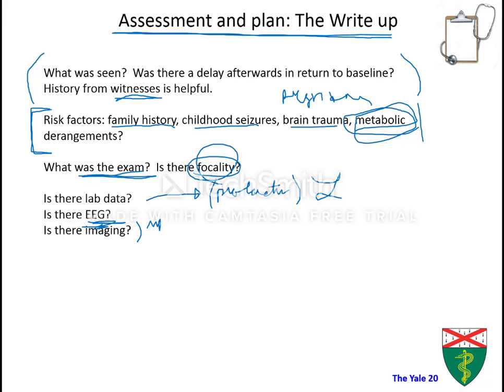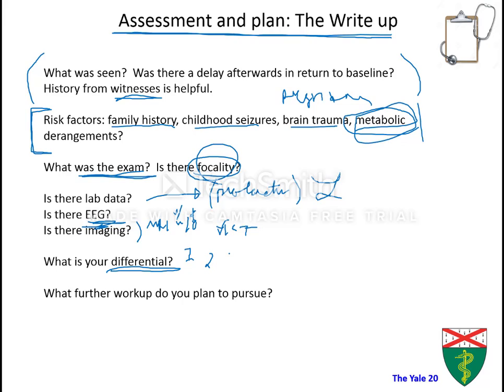Imaging, MRI with and without contrast, is going to be really helpful in showing you if there's any underlying abnormality, or just a head CT if there's a small bleed or something like that that's irritating the brain. And then what your differential is. One, is this even a seizure in the first place? And two, if it is, what do you think the cause could be? And then what further workup would you do?